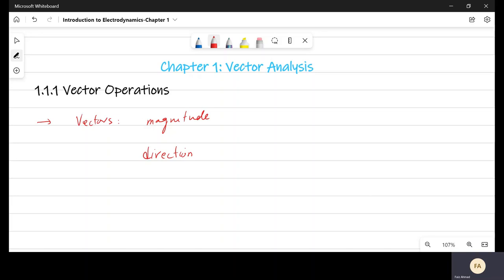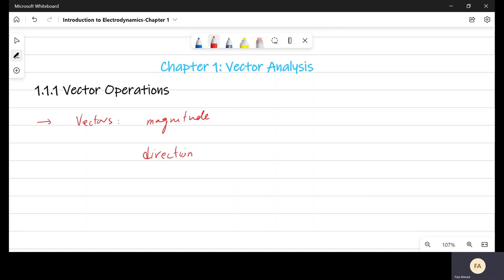But for scalar, we don't need these two things. We can describe a scalar with a single quantity, which is magnitude. And for a mass, we don't need to define the direction. We say like 2 kg of something. So its mass doesn't have a direction. But for velocity, we have to mention a direction. So those quantities are called the vectors.